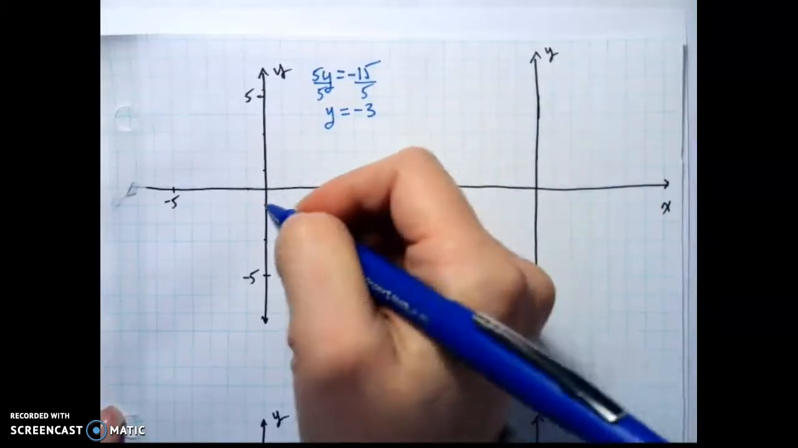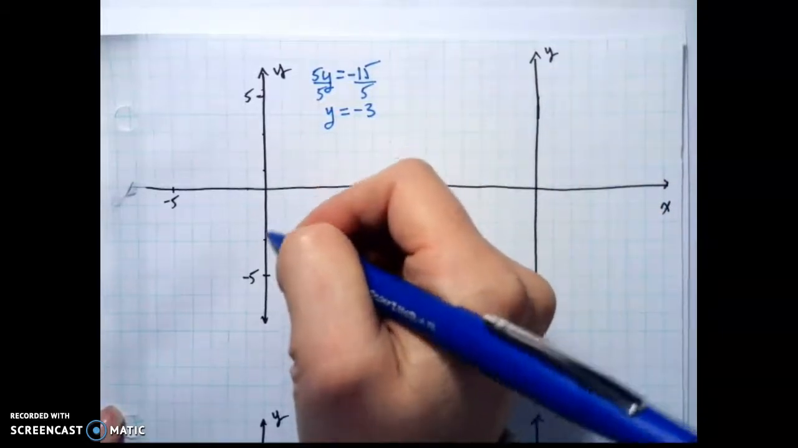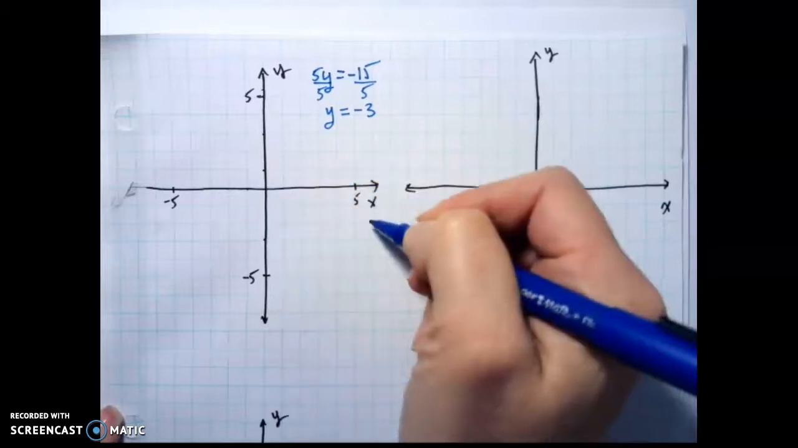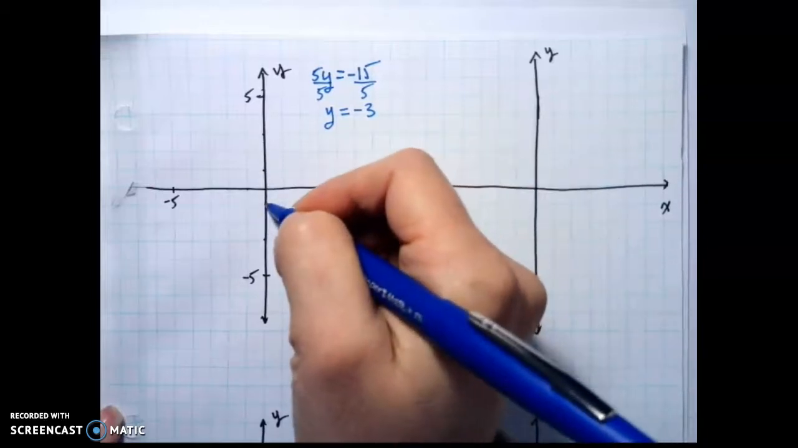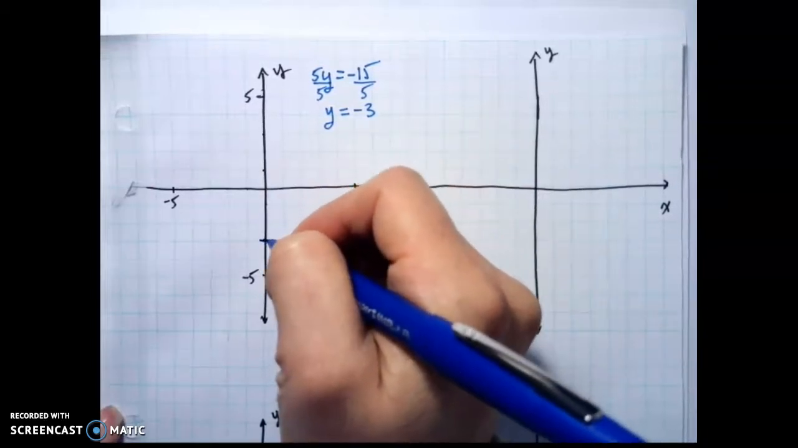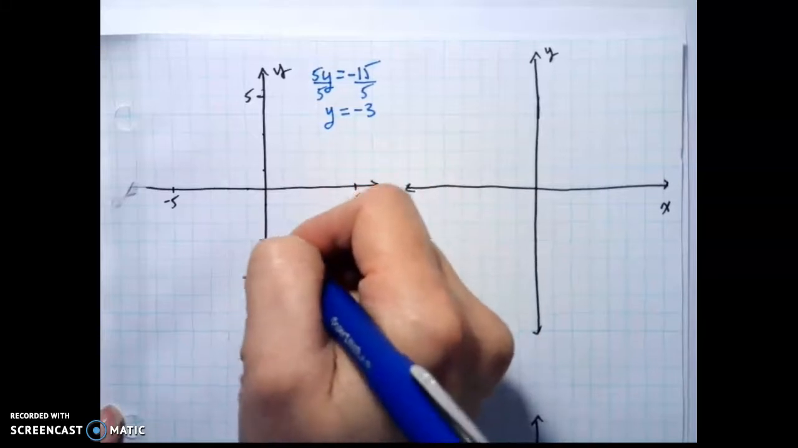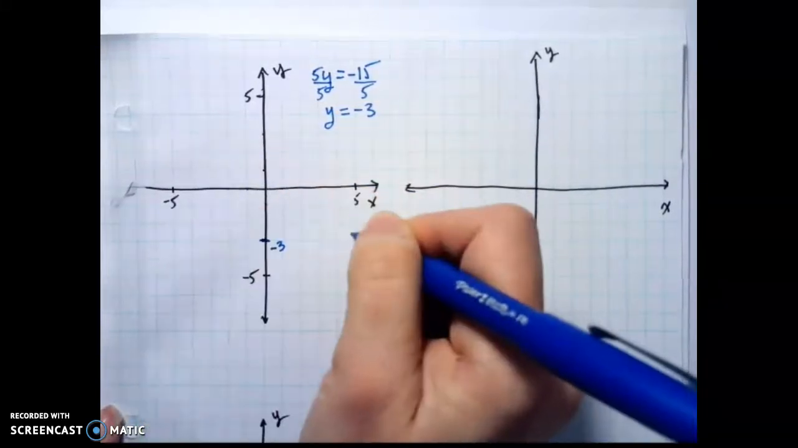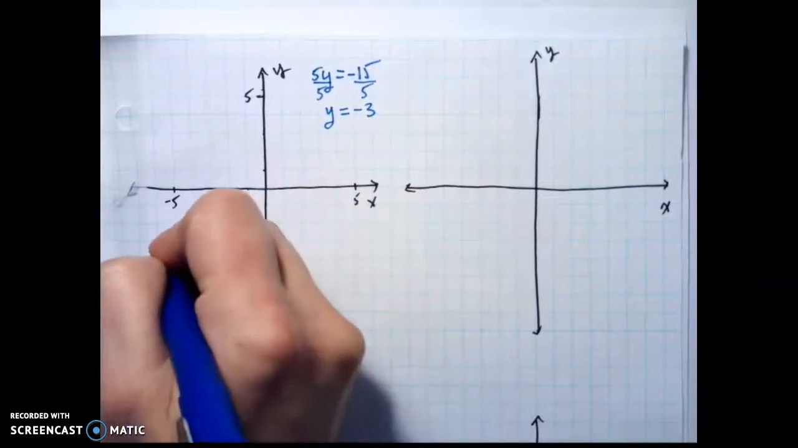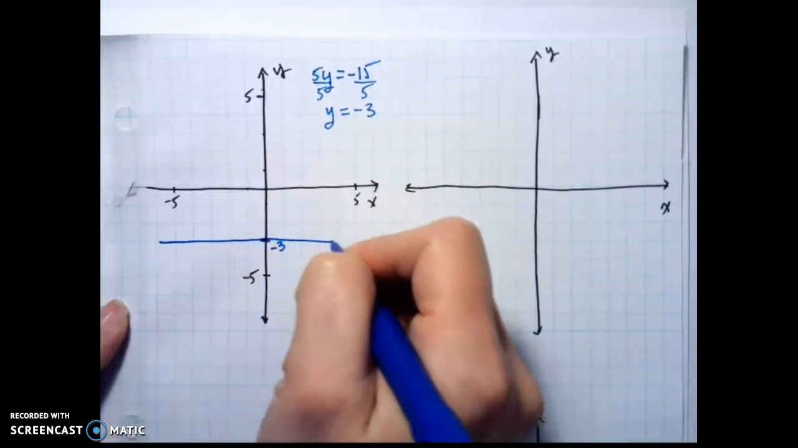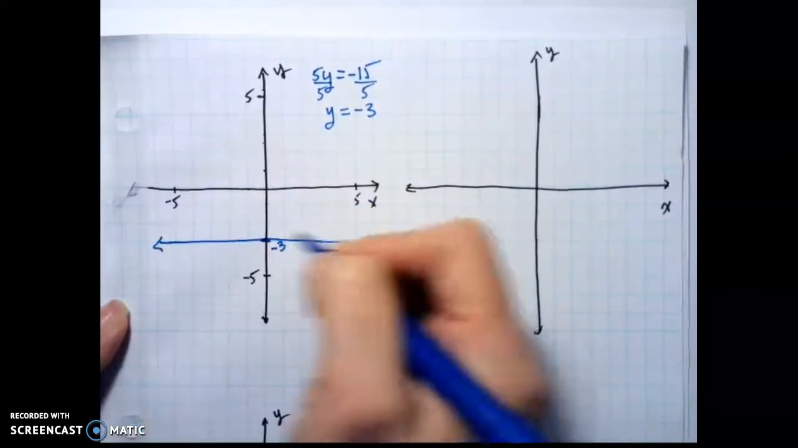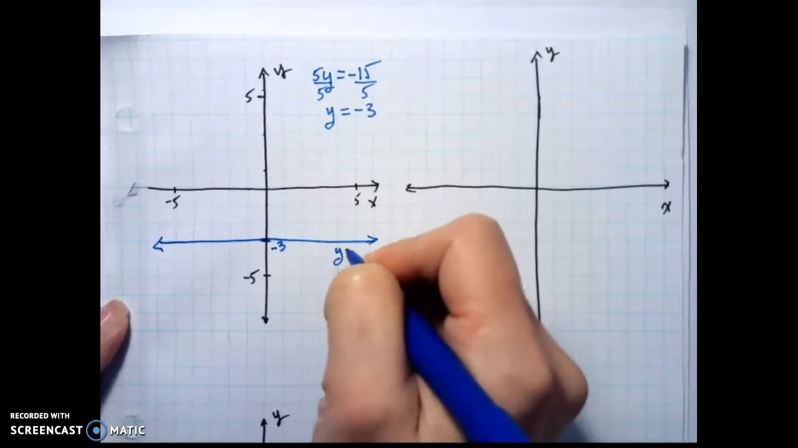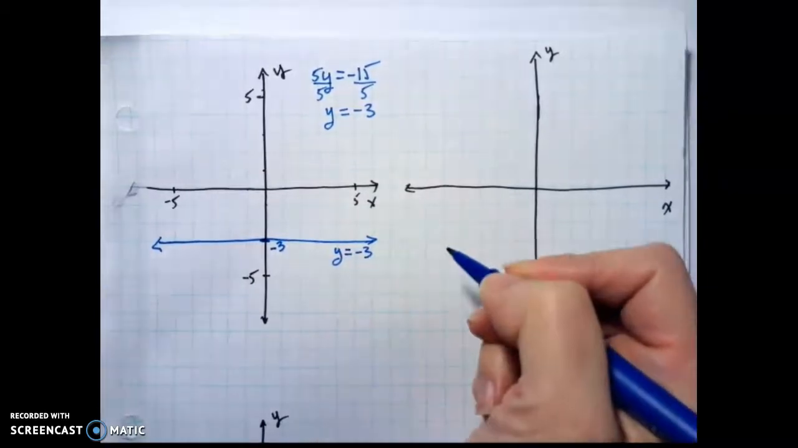So I'm going to go to -3 on the y-axis. I have my points marked off here, my scale. So I'm going -1, -2, -3, which is right here. Since it's horizontal, I can just draw the horizontal line right through -3. This represents all of the points that have a y value of -3.